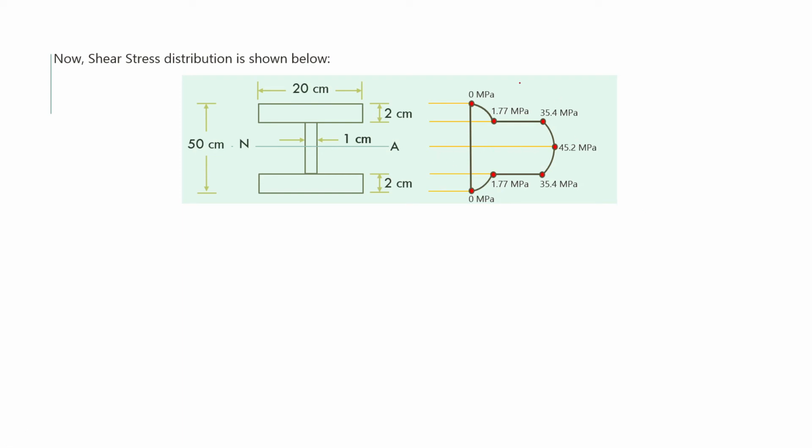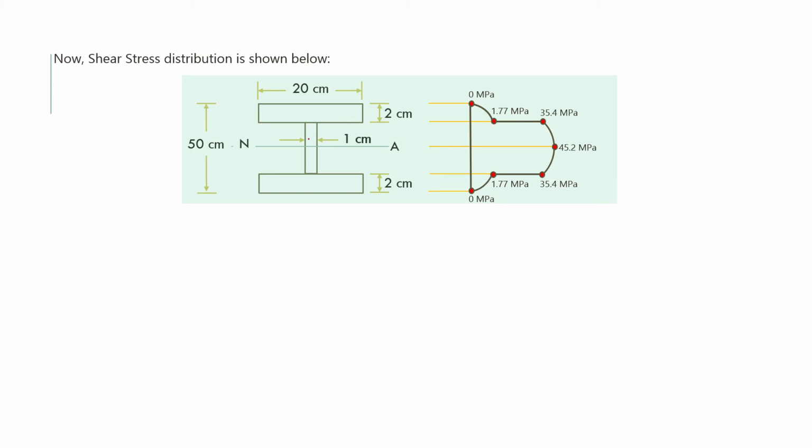Now shear stress at the top and bottom fiber will be 0. So I am marking it 0. 0 means this much. So this point will lie at this vertical line. Shear stress in the flange at the junction with the web, at this point it will be 1.77 megapascal. So this is the 1.77 megapascal. I am marking this point using some suitable scale.